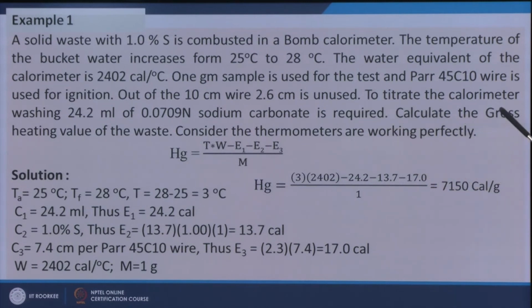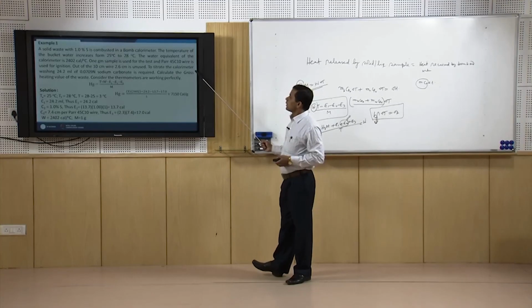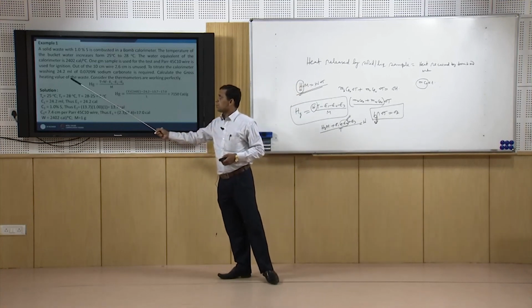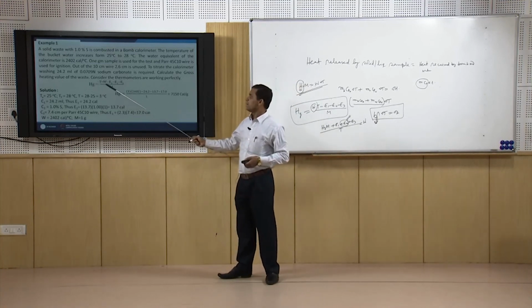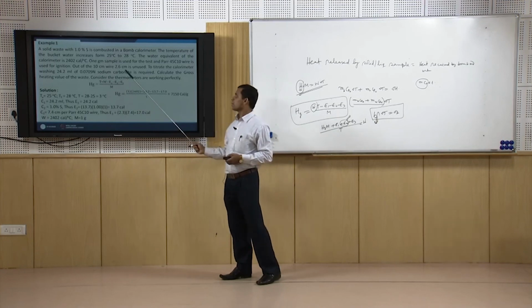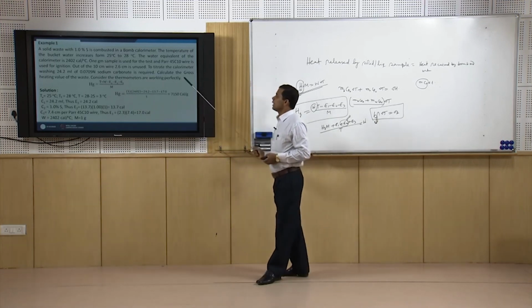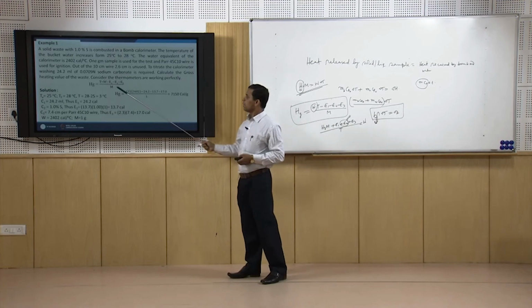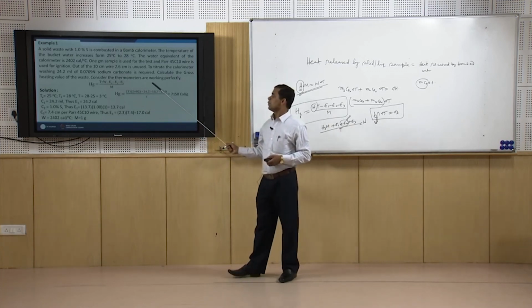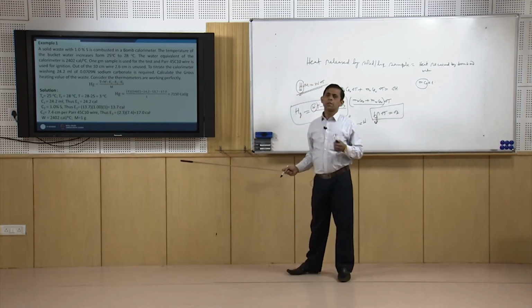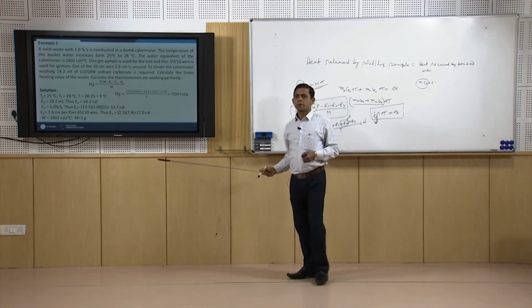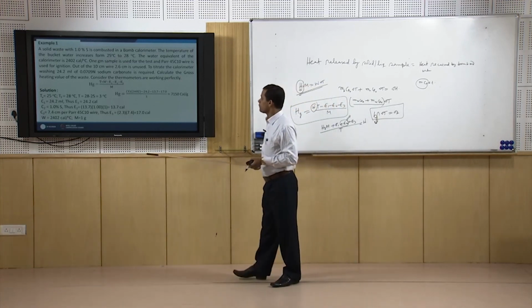To titrate the calorimeter washing, 24.2 ml of 0.0709 N sodium carbonate is required. Calculate the gross heating value of the waste. Consider the thermometers are working perfectly. So, there is no need for thermometer correction.